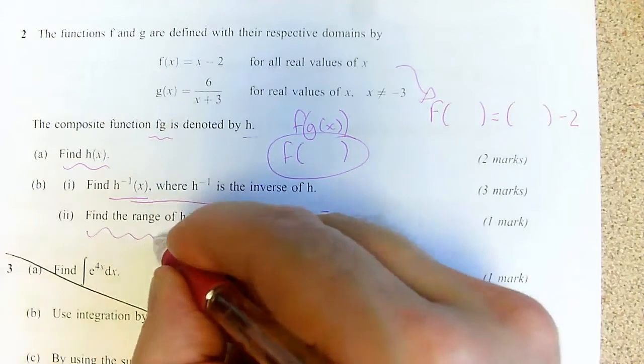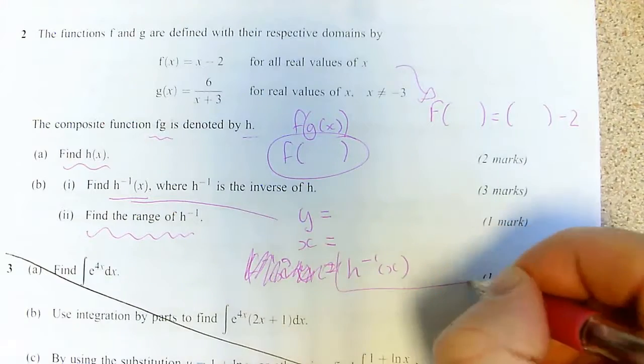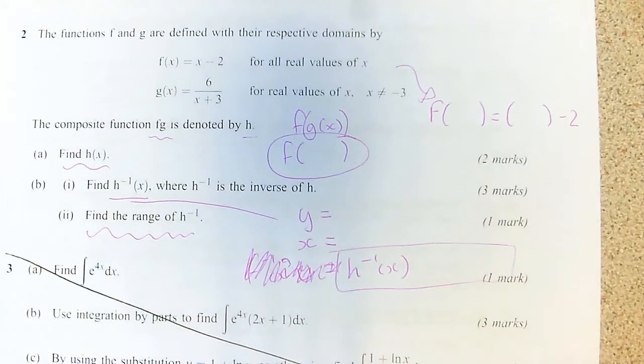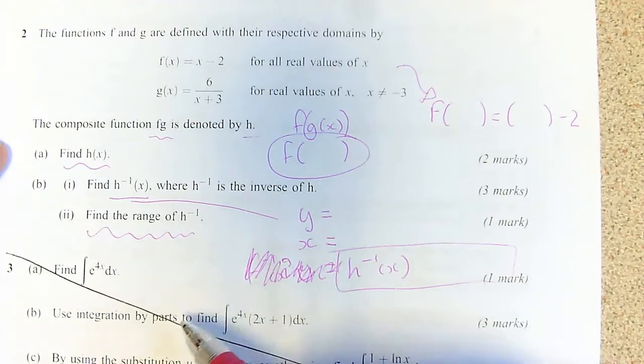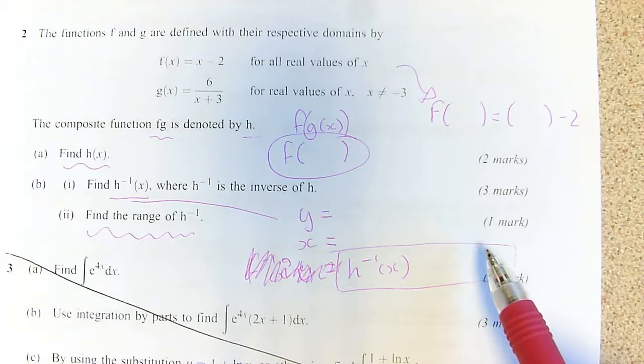Now finding the range of h inverse. Now you can look at the expression you've got for h inverse and think about its graph and thinking about the possible outputs from that. But there's another way of doing it. It's only worth 1 mark, and the reason why it's only worth 1 mark is there is a simple way of doing it.